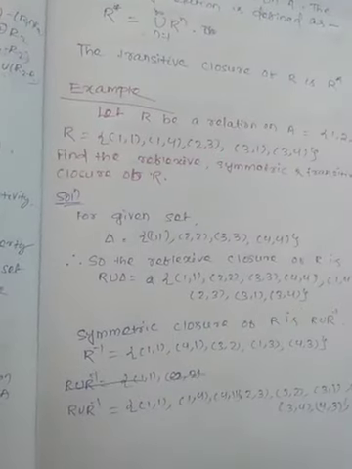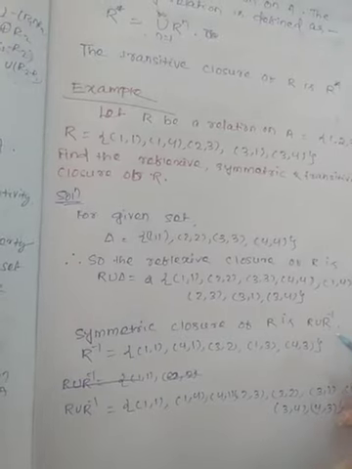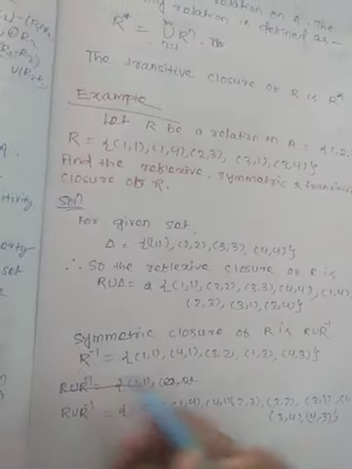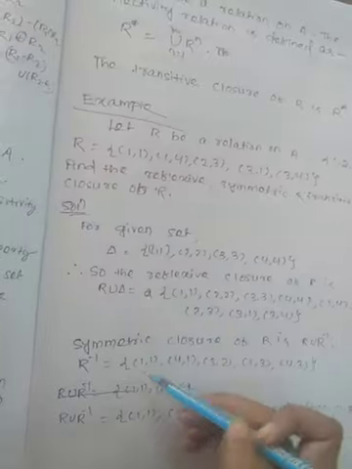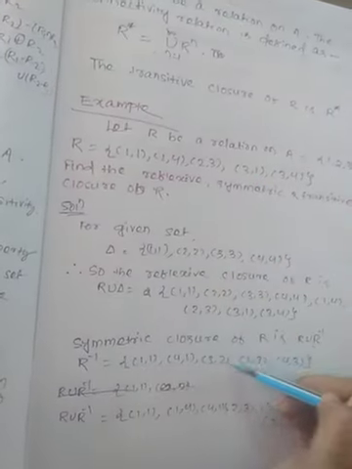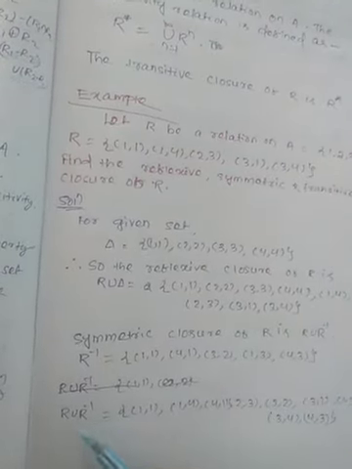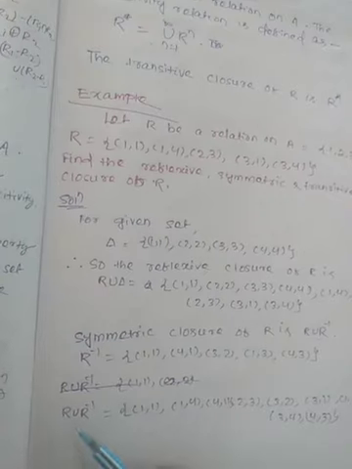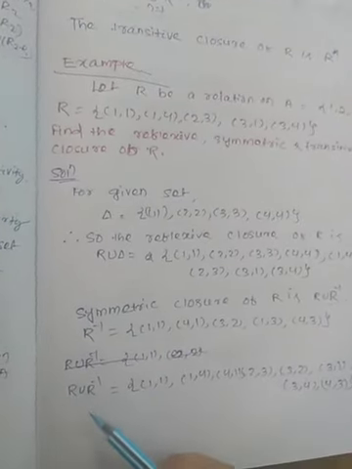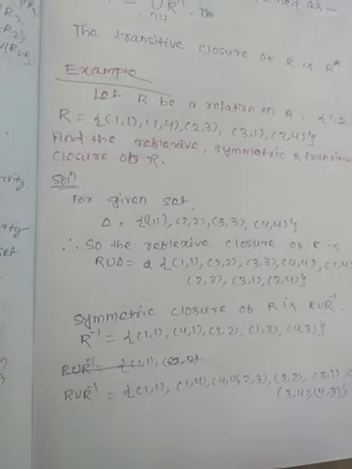Okay. So I have to find out the symmetric closure. So I have to take the inverse. What would be the inverse of R? Here it is (1,1), so (1,1). (1,4), what is the inverse of (1,4)? (4,1). (2,3), (3,2). (3,1), (1,3). (3,4), (4,3). Then I have to take the union of R and R inverse. So what is the union? I have enlisted all the elements which are in R and R inverse.